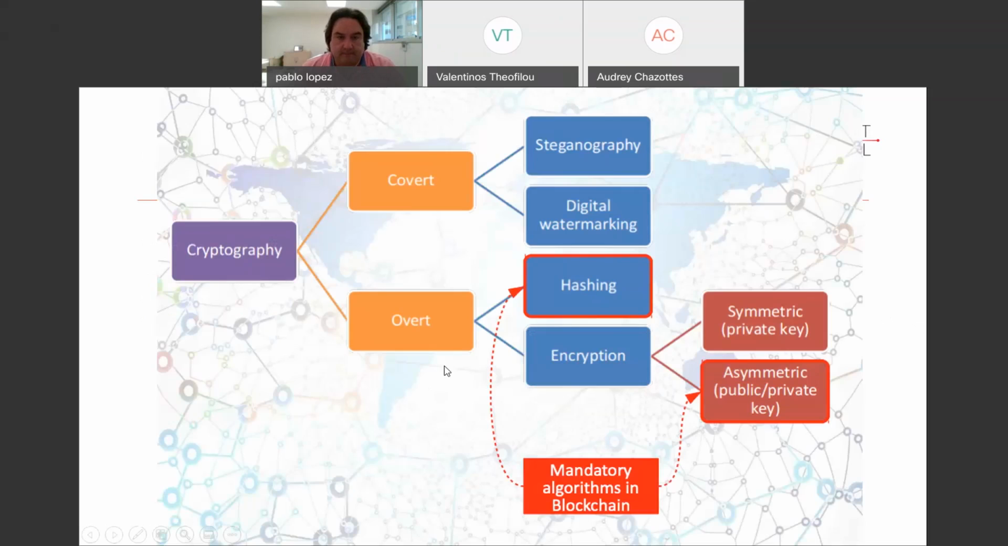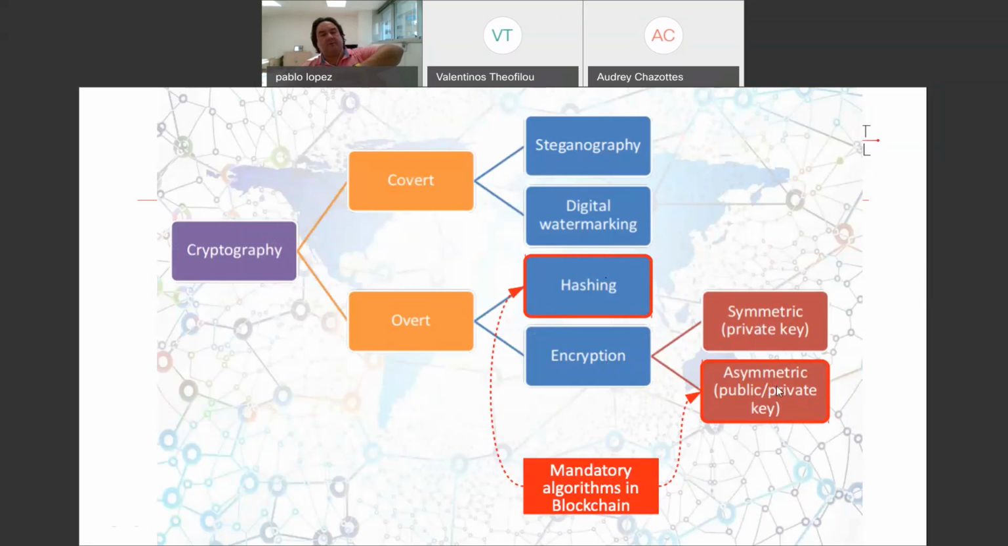Well, let's see then all this map of how cryptography is organized. Cryptography techniques can be classified into covert and overt. In covert, we can have steganography and digital watermarking, and in overt, we have hashing and encryption. And in encryption, we have symmetric private key and asymmetric public and private key. In blockchain, the two we use are hashing and asymmetric.